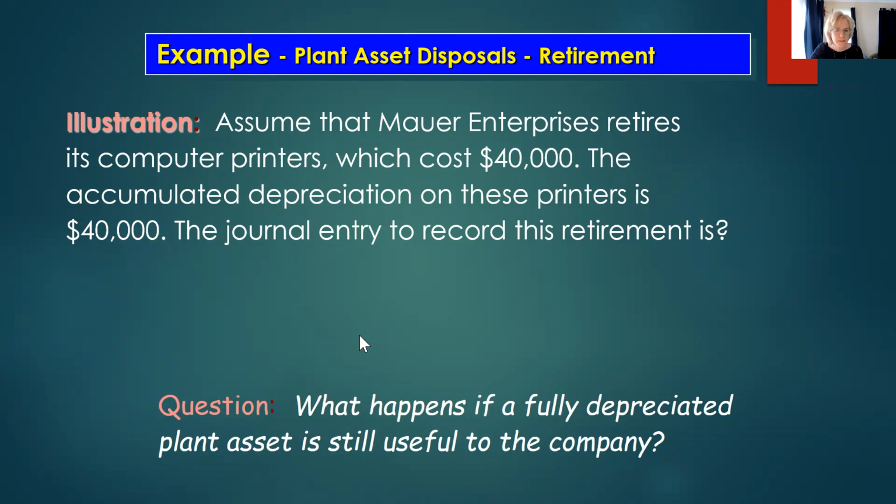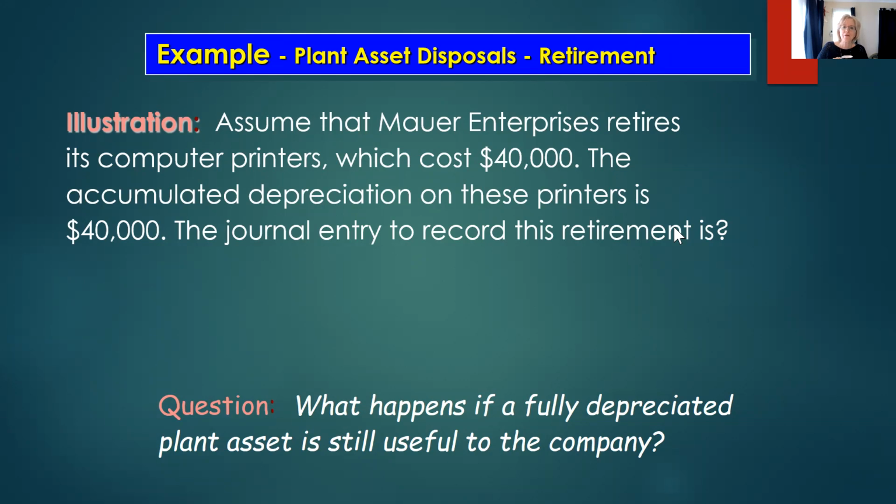Assume that Maurer Enterprises retires its computer printers, which cost the company $40,000. The accumulated depreciation. So I want you to take a note here. Make me 2 T accounts, one for equipment and one for accumulated depreciation. Maurer Enterprises retires its printers, which cost $40,000. The accumulated depreciation on these printers is also $40,000. What is the journal entry to record this retirement?